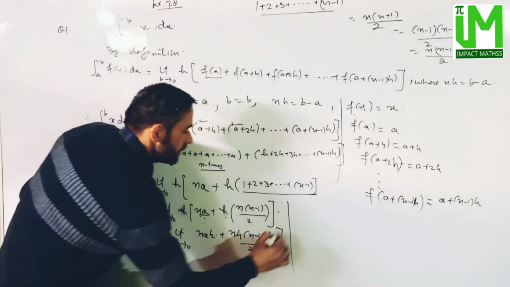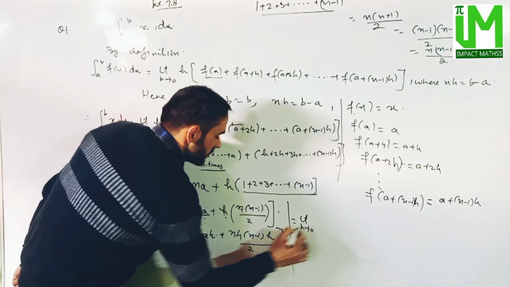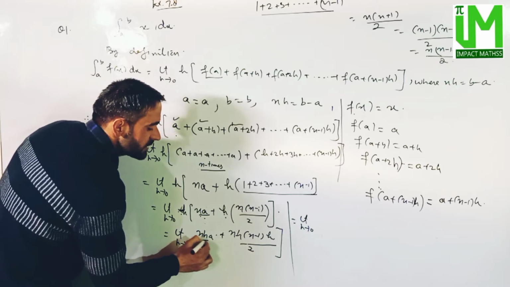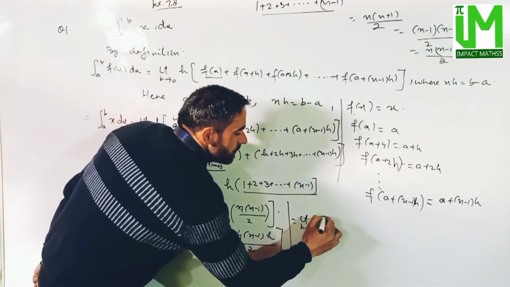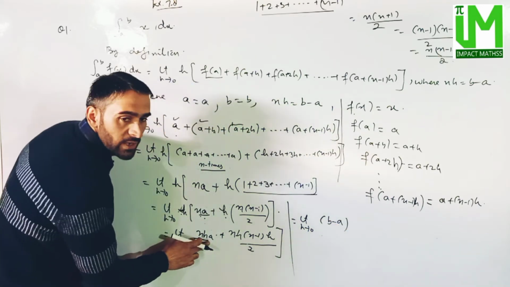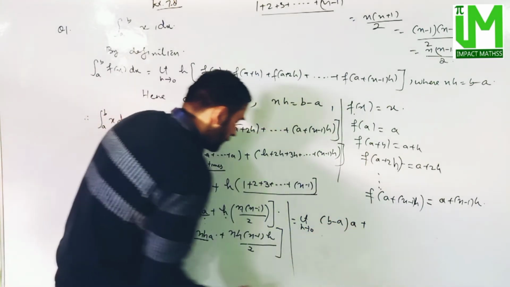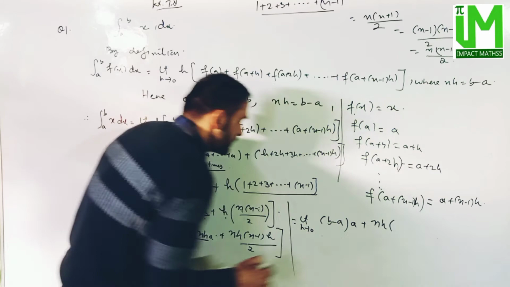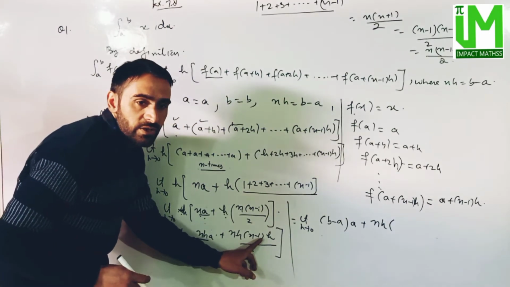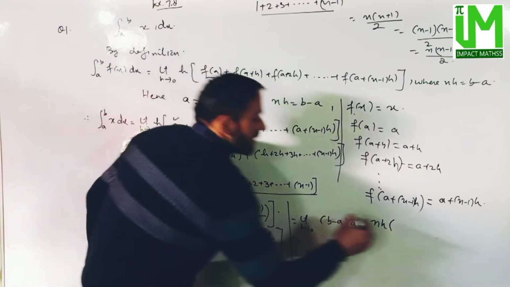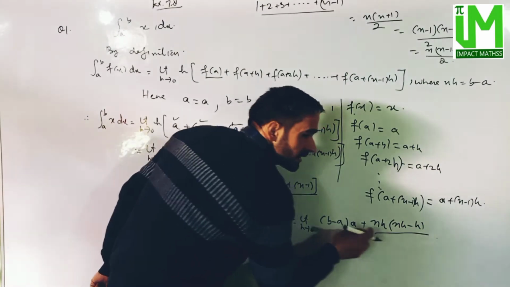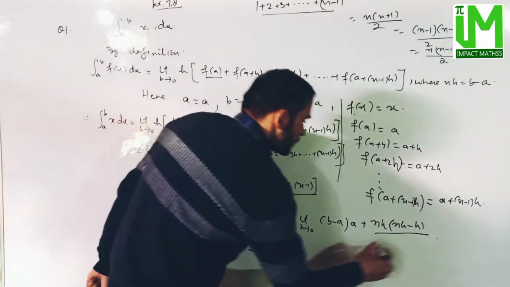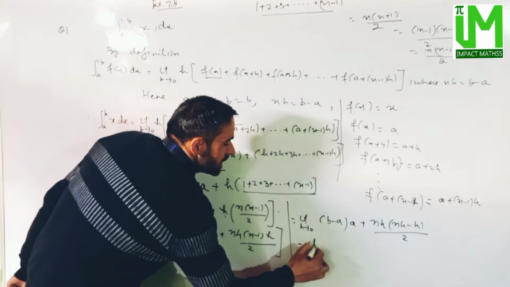So this will be now limit h tends to 0, n into h, okay? nh into a. What is nh equal to? The value of nh will be b minus a, multiplied by a, plus nh into n minus 1 times h, which is nh minus h. So this will be nh minus h, okay? In these steps we have nh as the maximum. Then divided by 2, limit h tends to 0.